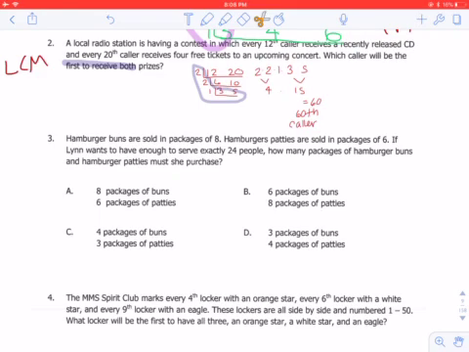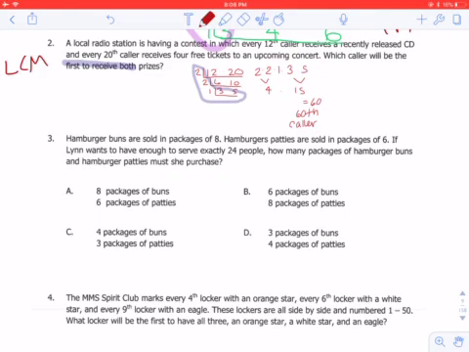All right, so we have that the hamburger buns are sold in packages of 8, the patties are sold in packages of 6, and we want to serve 24 people. So this one is kind of a different type of problem. I don't even have to do a cake for this.